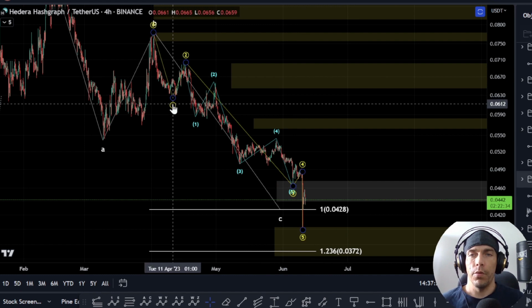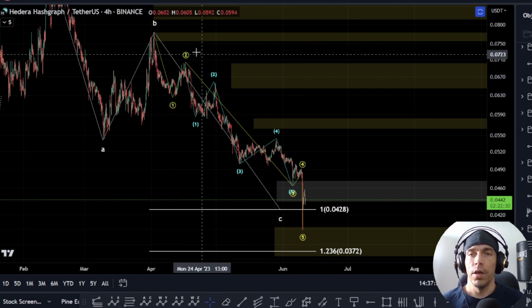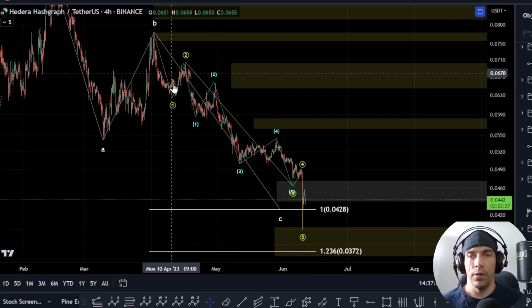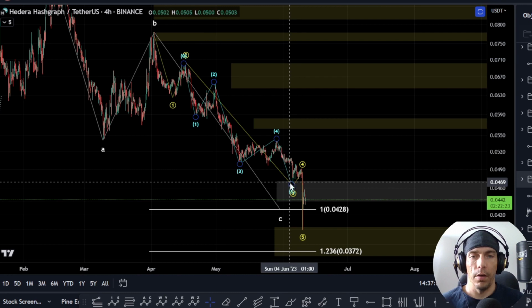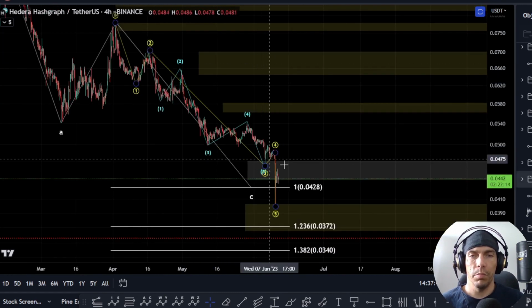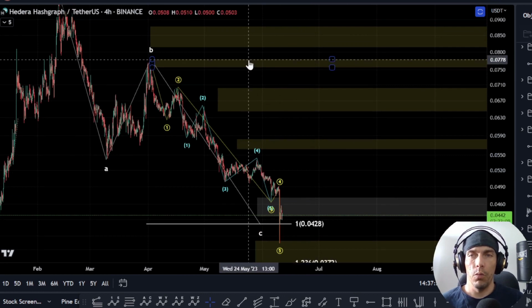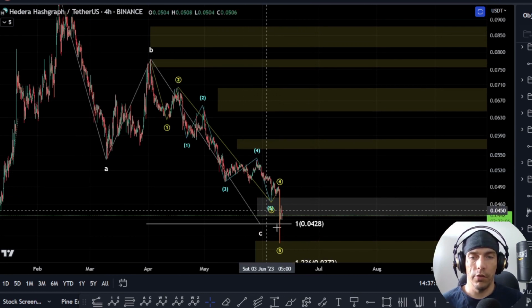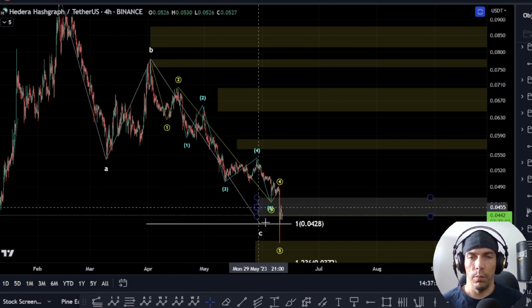Now, the problem I have with this count is, though this is technically possible, I would have liked to see this, if this is a triangle over here, a bit bigger, because this is quite a big wave up here, and this is similar in size, but it's not really as big as I would have preferred to see it. Though if we do get a move up past this B wave, then it would actually confirm this count to the downside, so we'd then be looking at this as a completed ABC.